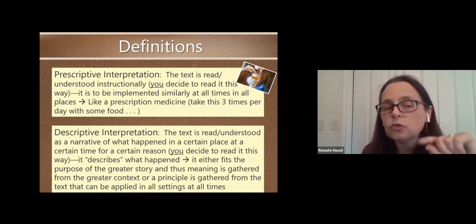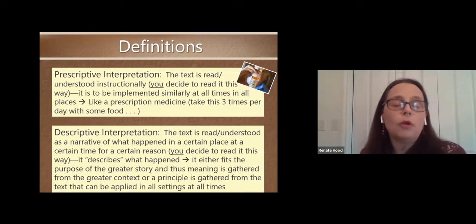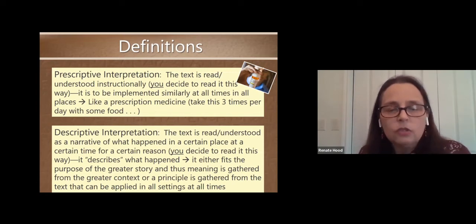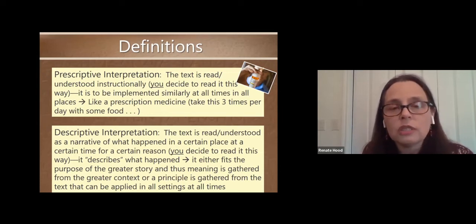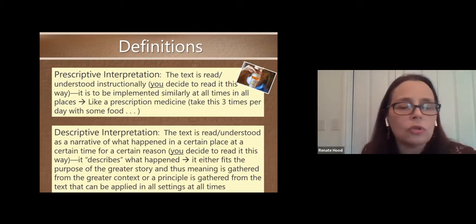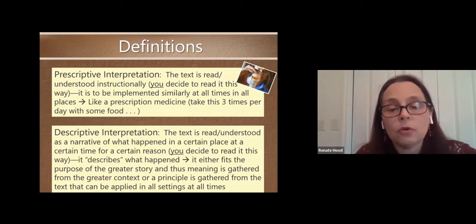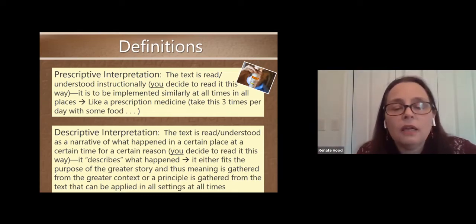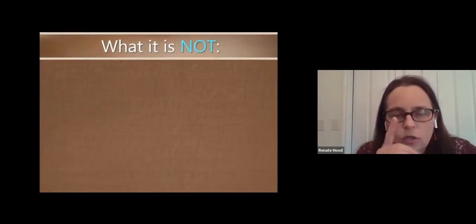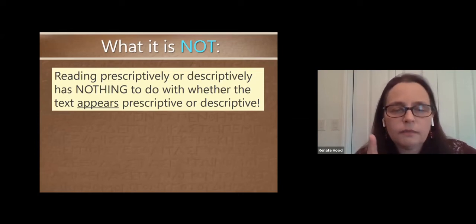But if you adhere to a descriptive interpretation, then your approach to reading a text is you see it as a narrative. You see it as an account of what happened in a certain place at a certain time for a certain reason. This is how you decide to read the text. You decide that it describes what happens. So in that case, it either fits the overall purpose of the greater story, the biblical narrative, and so you get meaning from that, or there's some sort of principle for living in it that you can kind of migrate from there. Okay?